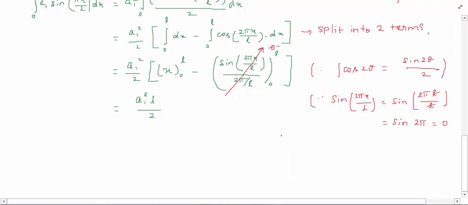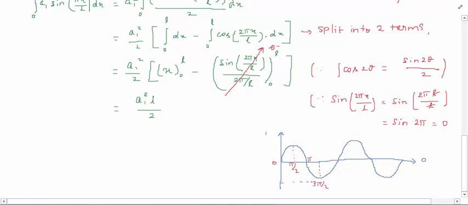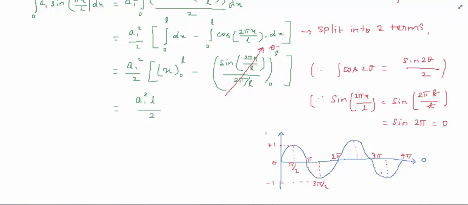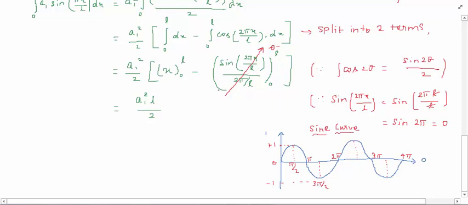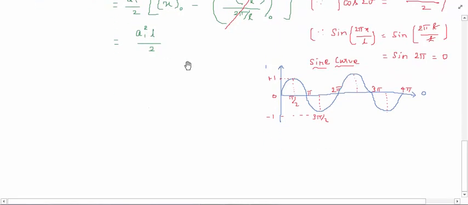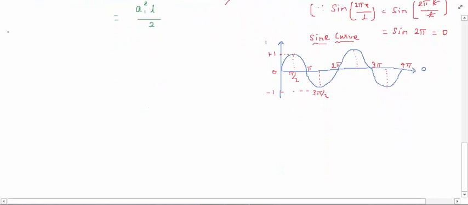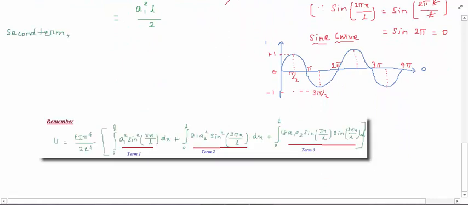If you want to understand this, you have to understand the sine curve first. Okay, so let us draw the sine curve. Starting from 0, π by 2, π, 3π by 2, and 2π, and then 3π and 4π. Okay, so sine of 0, π, 2π, 3π, 4π will be 0, right? Sine π by 2 will be plus 1, and sine 3π by 2 will be minus 1. This you have to remember, this graph.